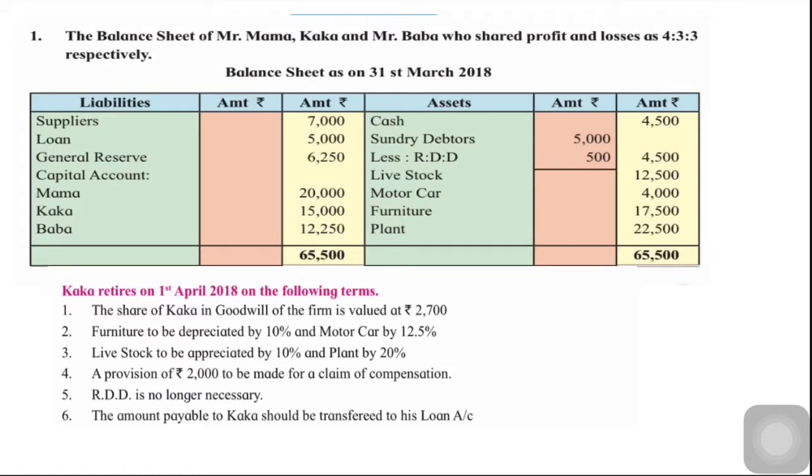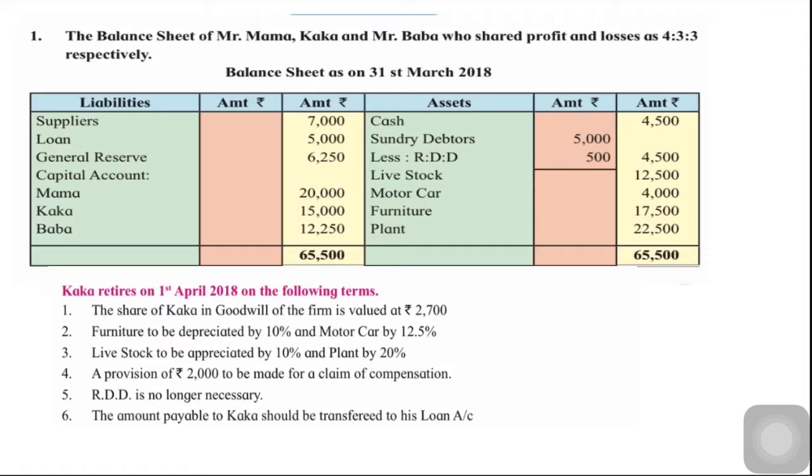On the following terms, the share of Kaka in goodwill of the firm is rupees 2700. So the accounting entry will be goodwill account debit to Kaka account, and it will be shown in the new balance sheet. Furniture is to be depreciated by 10% and motor car by 12.5%. So mark your furniture, mark your motor car.